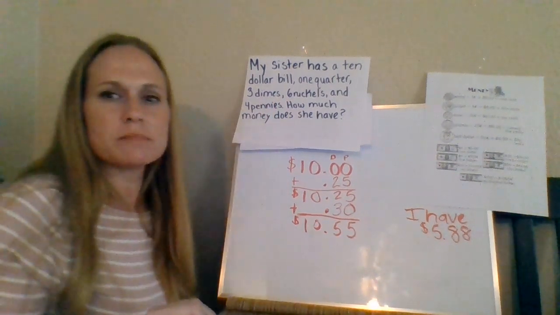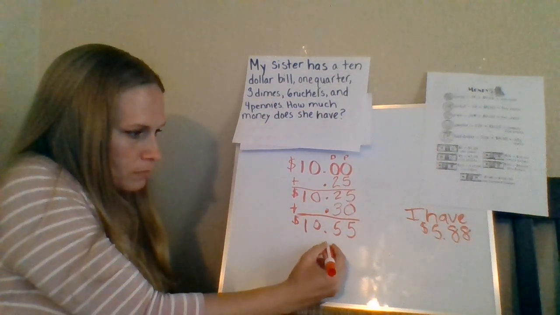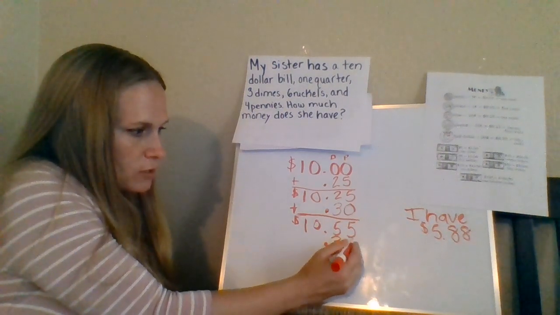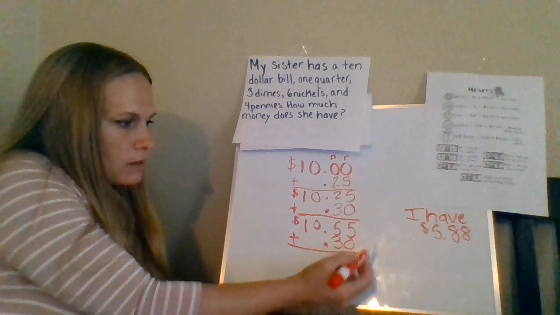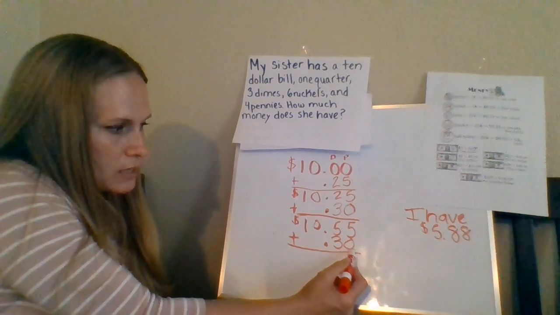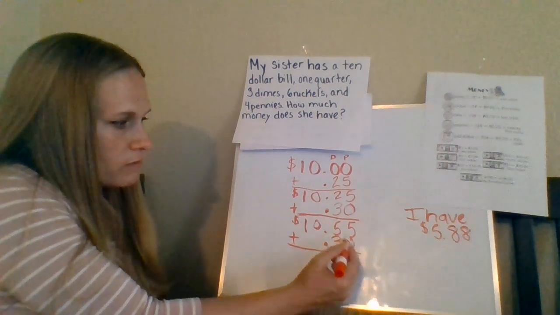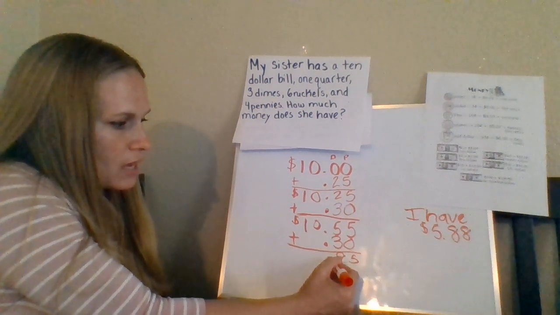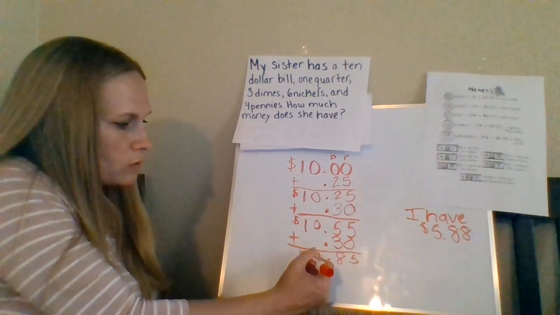Okay, now when I look at my nickels, a nickel is 5 cents. So 6 times 5 cents would be 30 cents. So I'm going to add another 30 cents. That is a 3 in the tenths place, a 0 in the hundredths. 5 plus 0 is 5. 5 plus 3 is 8. Bring down your decimal. Bring down your 0, your 1.